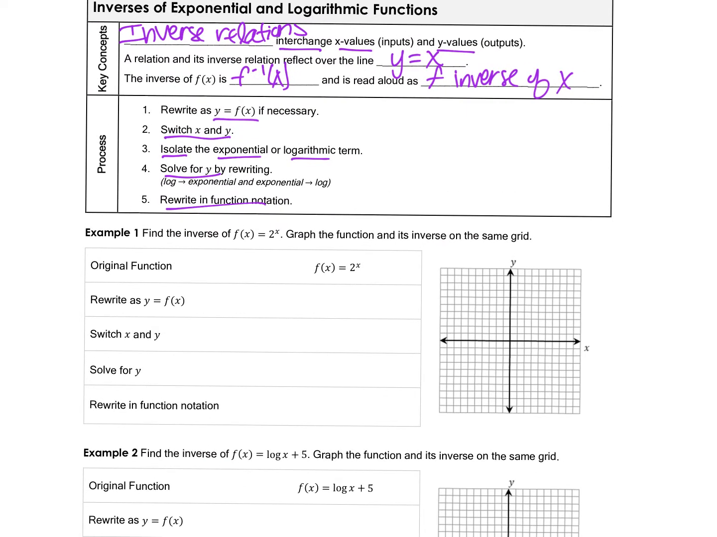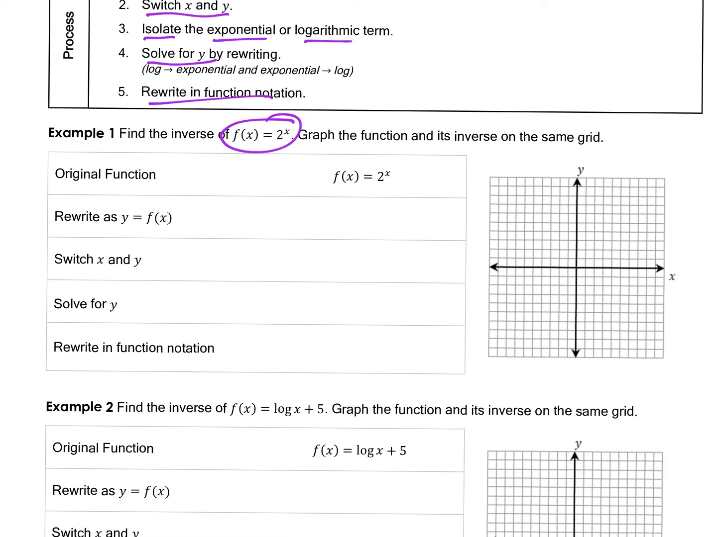So example 1, we're given f of x equals 2 to the x. This is exponential, and we're going to find the inverse of that. The inverse of an exponential is a logarithmic equation. After we do that, we're going to graph both functions on the same grid. First step is to change my f of x to a y. Second step is to switch x and y. And then we're going to solve for y.